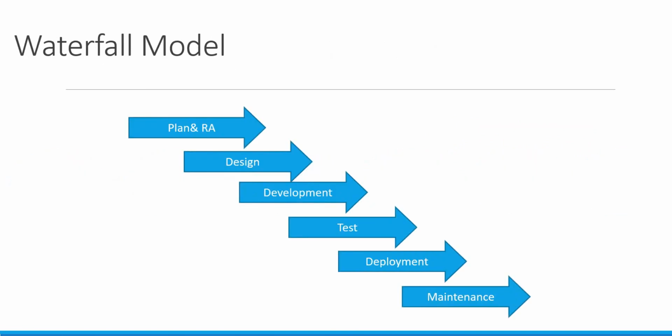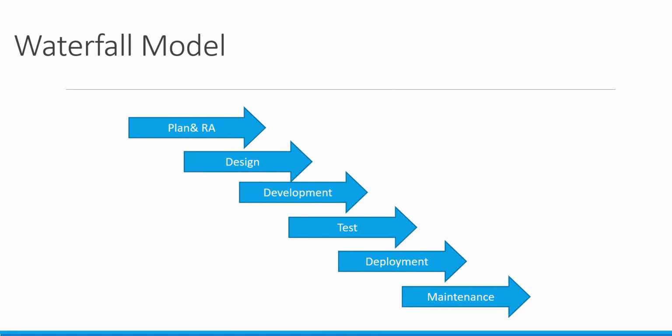In waterfall model, all the phases will be executed in sequence. Here in the diagram we can see the planning and requirement analysis phase. Once this phase is completed, then the design of the product will be started. Once the design is completed, then development. Once development completes, then testing, then deployment, and then maintenance. So all these phases will be executed in sequence. Generally, this model will be used when the requirements are very clear and they are stable. When the requirements are stable, meaning they will not change very often, then we can go with waterfall model.